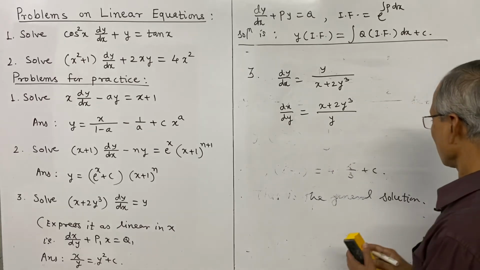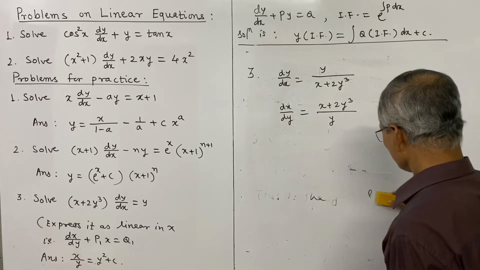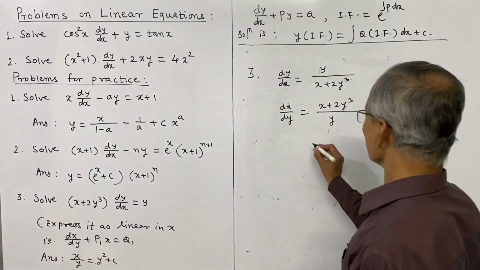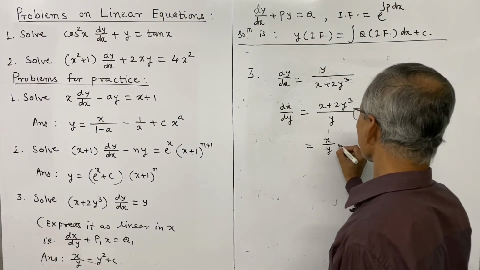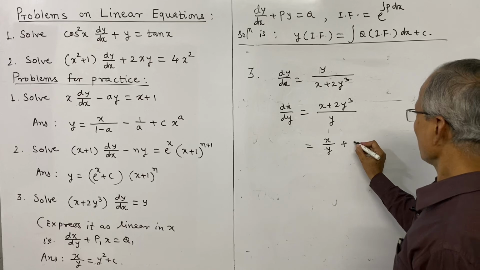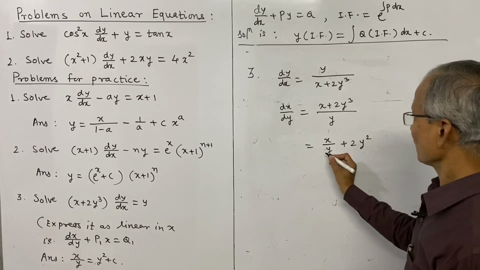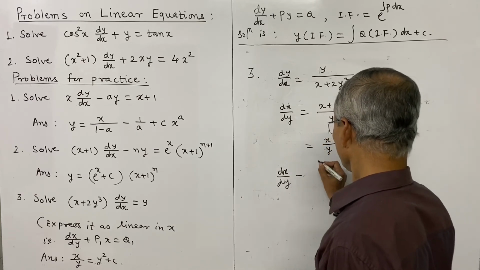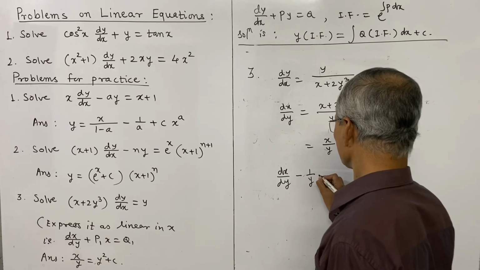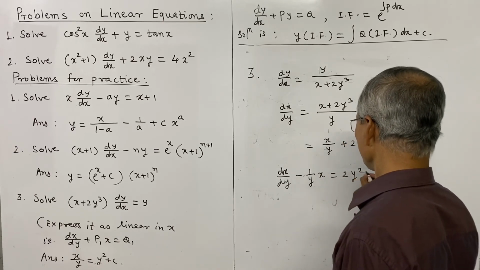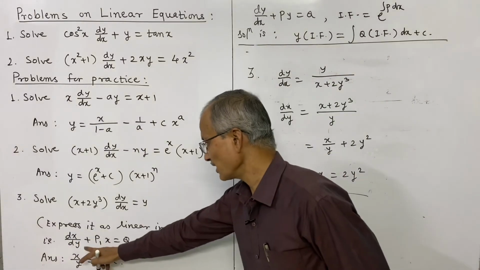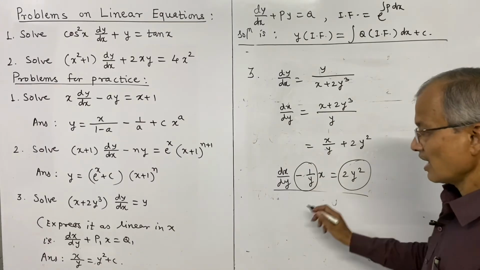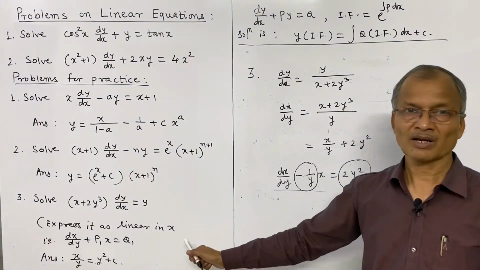And now the right side can be separated. Terms of the numerator can be separated, and the equation can be put in this form. See, this can be written as x upon y plus 2y cube upon y, which is 2y square. And now you shift this term to the left side, that will be dx by dy minus 1 by y into x is equal to 2y square. Which is of the form dx by dy plus P1 x equals Q1, this with the negative sign will be P1 and this will be Q1, and the rule we have written in our earlier lecture.